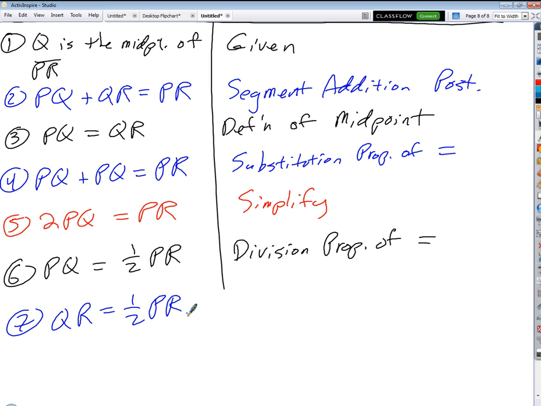So substitution would work. Symmetric property. Or we could also use the transitive property, right? Does that make sense? Because we could say 1/2 PR equals PQ, and PQ equals QR, so therefore 1/2 PR equals QR. You see what I'm saying? Either one would be fine. On the transitive, shouldn't it be A equals B and B equals C, then A equals C? Right, so QR equals PQ, and PQ equals 1/2 PR, so QR equals 1/2 PR, right? Either way, we'll just call it substitution. Either one would work though.